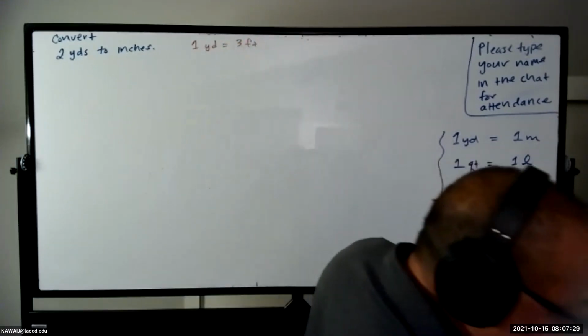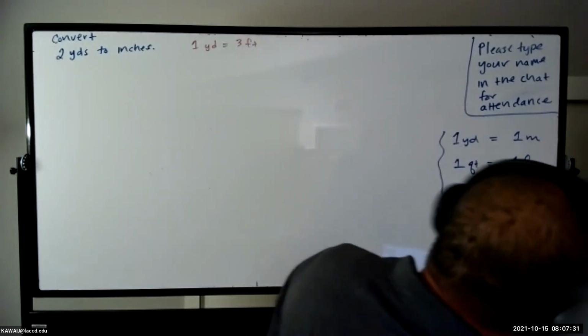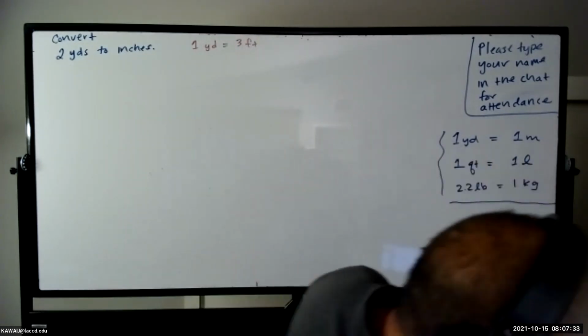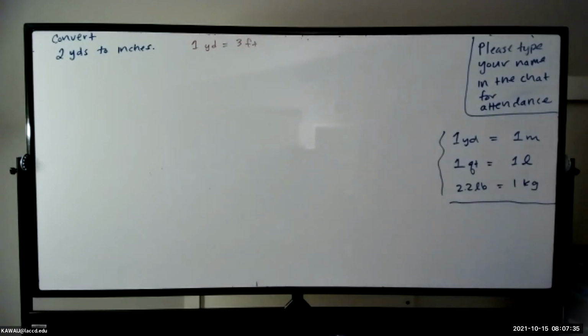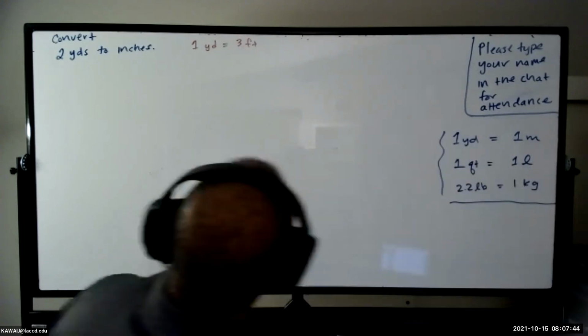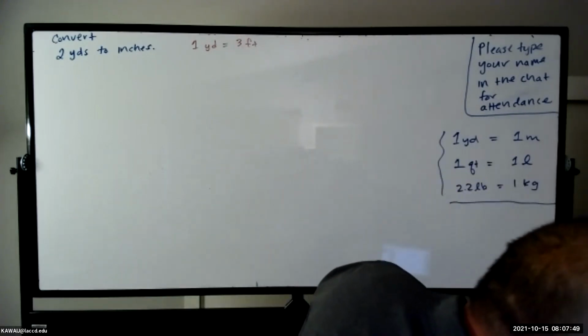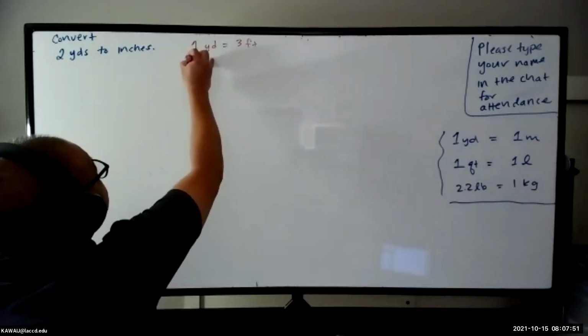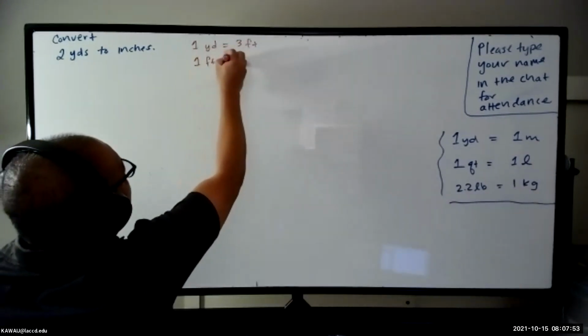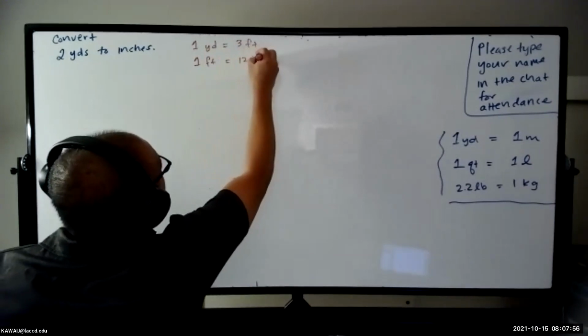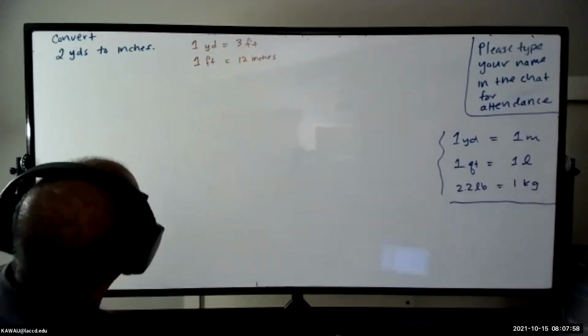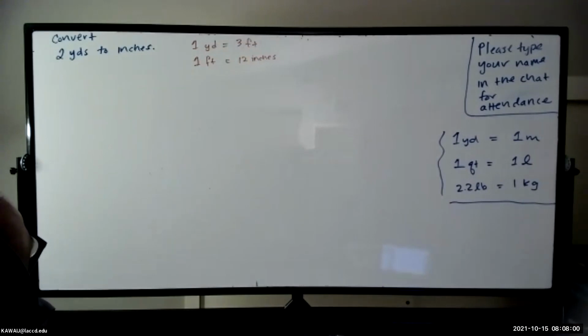Let me make sure I'm recording this. Oh shoot, yeah, I am recording this. I have 1 yard is equal to 3 feet, and I have 1 foot is equal to 12 inches. Okay. Now, you can use this one of 2 ways.